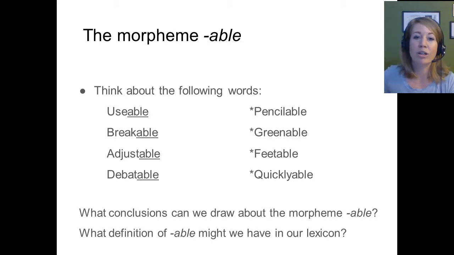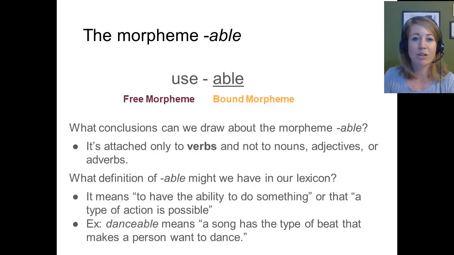Well, let's look at the word usable, right? So in usable, the free morpheme is use. We just used this free morpheme in our last example, and able is the bound morpheme, it has to attach to usable, to use. So what conclusions can we draw about the morpheme able? Well, it can only ever attach to verbs, not to nouns, adjectives, or adverbs.